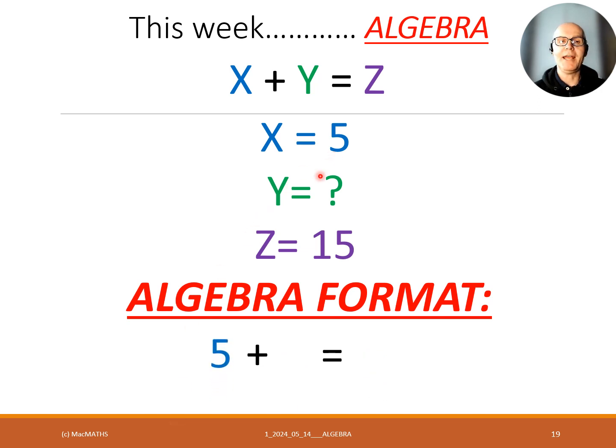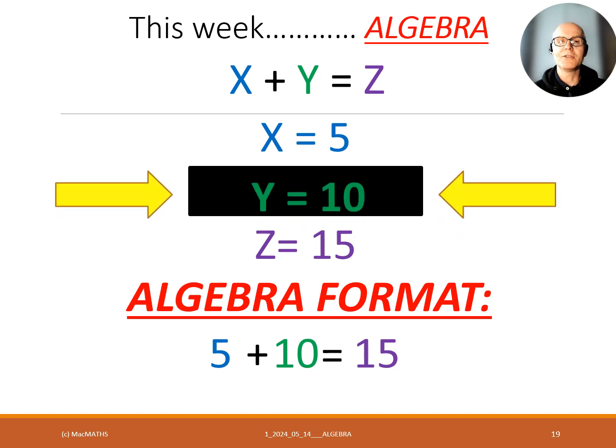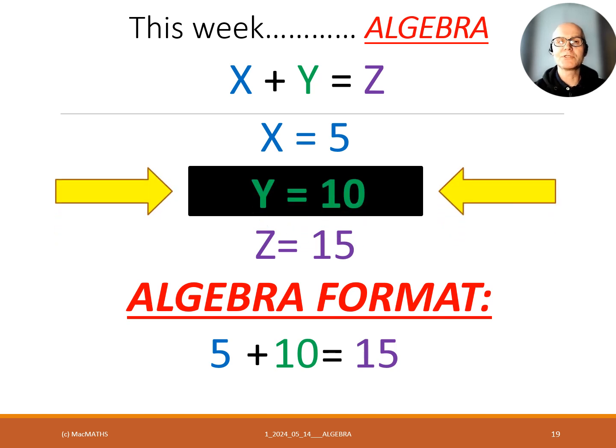5 for X, Y we don't know, and 15 for Z. So what plus 5 equals 15? We need to work that out so that we know what Y equals. 10. 5 plus 10 equals 15. So that means that Y equals 10.